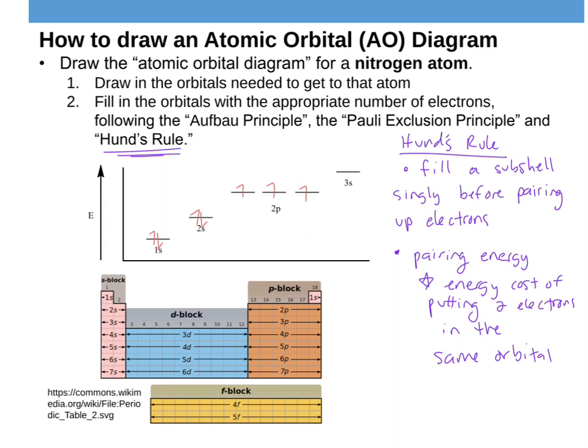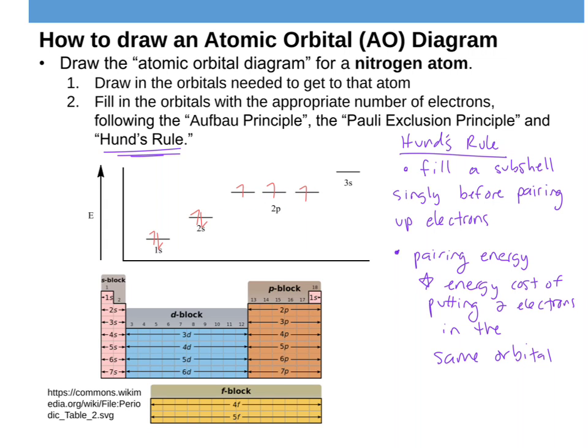So normally it's a relatively small amount compared to your jump from, say, 2s to 2p. But if these are all the same energy level, then it's going to be more energetically favorable to not pair up if you don't have to, because there's no cost in putting your second electron here and your third electron here. There's no cost there. These are all equivalent in energies.